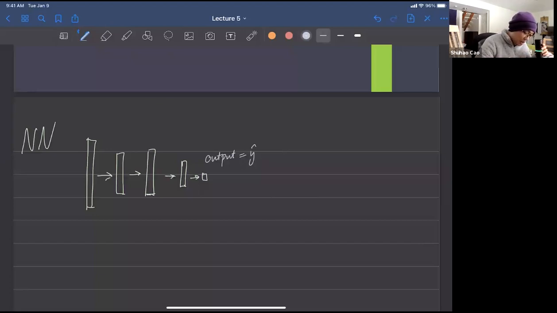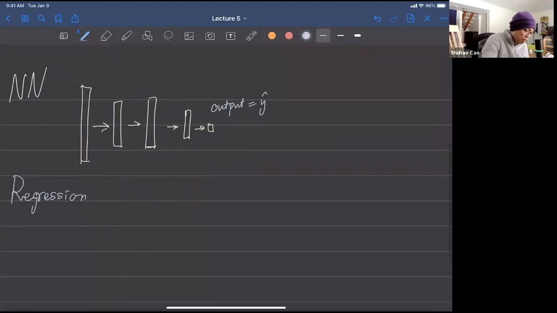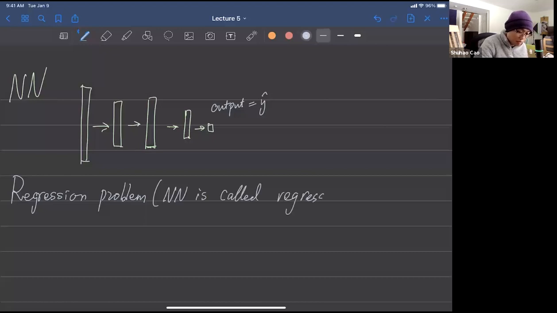So the output is Y hat. And what we went through was called a regression problem. Okay. So the neural network we're interested in, which is our model, is most of the time called a regressor. If you go online and Google some machine learning instructions or coding, many of the time the neural network is called a regressor.